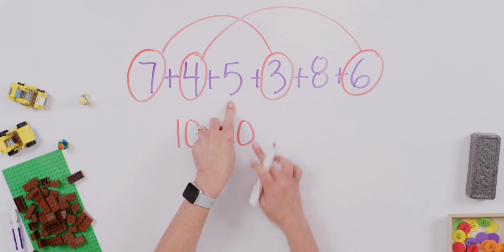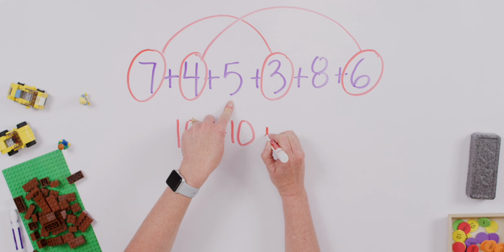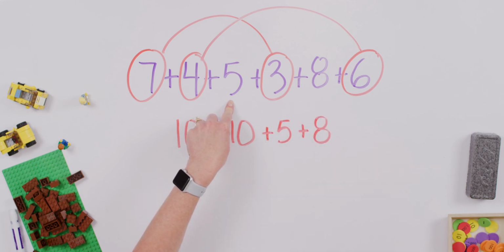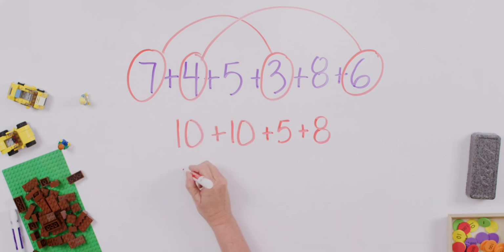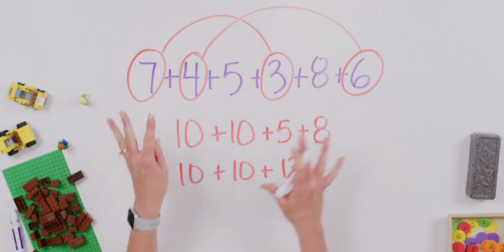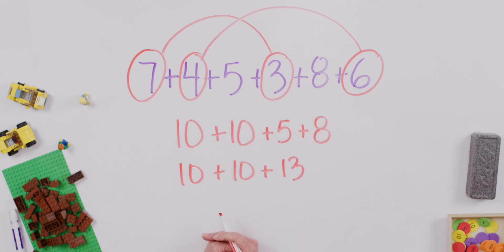Now I have my leftover numbers of 5 and 8. So I can add them separately like this. Or you may already know, even though we're not making a 10 here, what 8 plus 5 is. So you can put that down here too. And I heard a few of you shout out 13. Yes, 8 and 5 is 13. So now rearranging or regrouping our numbers has made it easier to add. So now we have 10 and 10 and 13. 10, 20, 30, 33.